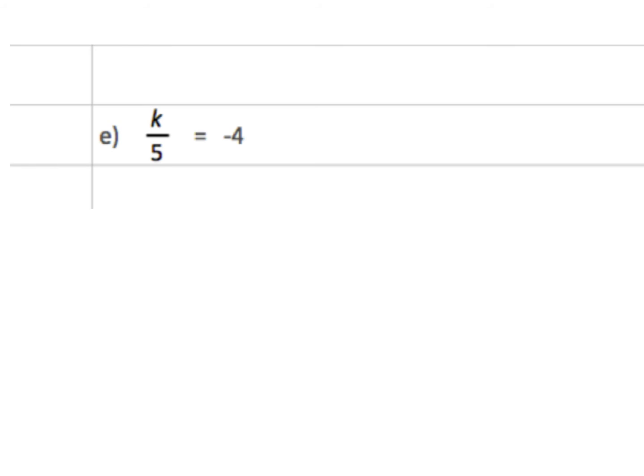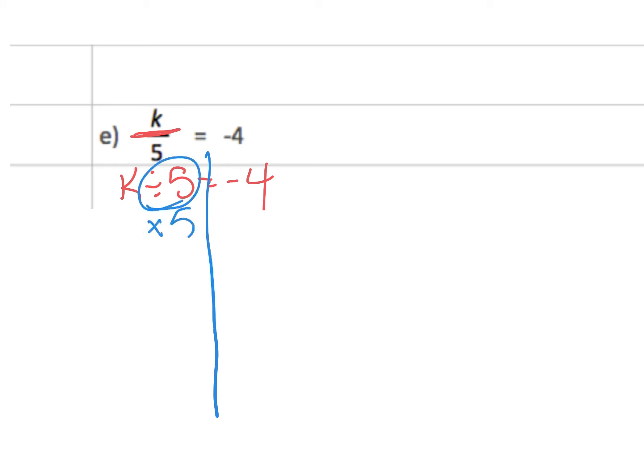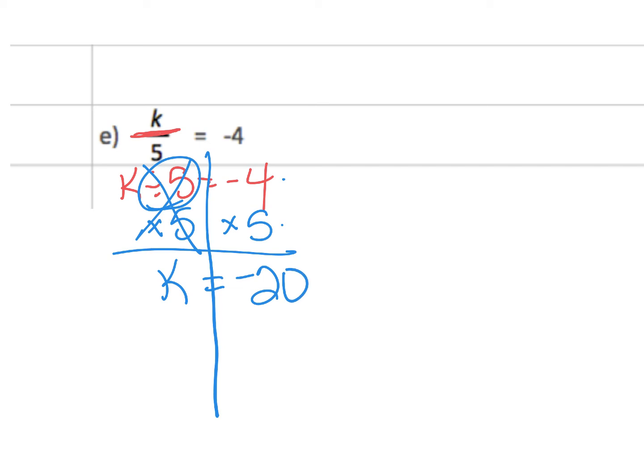This bar means we are dividing. So this is technically k divided by 5 equals a negative 4. So I'm going to draw my line through the equal sign. They're dividing by 5, so I'm going to multiply by 5. I'm going to do the opposite on both sides. Divide by 5, multiply by 5 cancels out, leaves me with k. Negative 4 times 5 gives me a negative 20, and there's my answer.